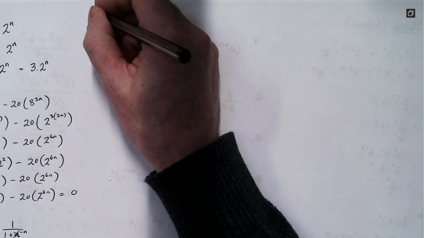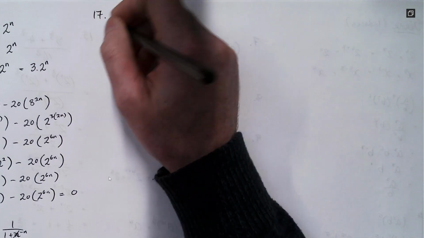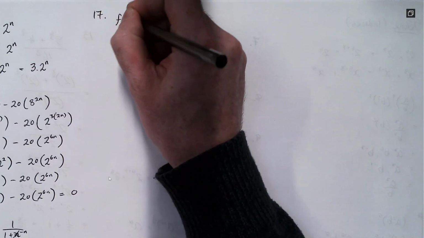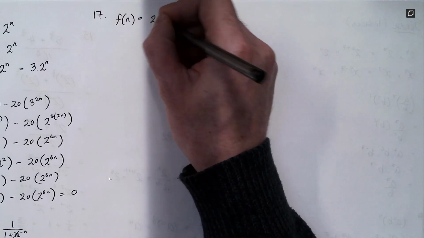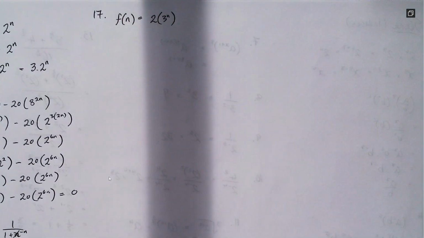So the question: f to the power of n, the formula 2 to the power of 3n, or 2 times 3 to the power of n. Show that f of n plus 1 over f of n simplifies to a constant.